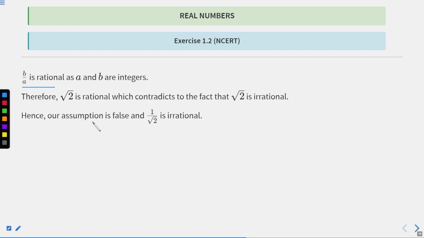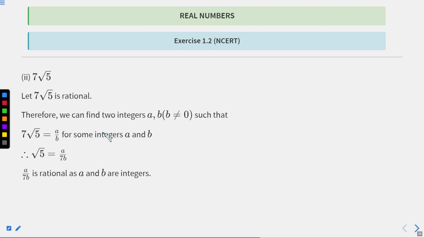This contradicts the fact that root 2 is an irrational number. So our assumption that 1 by root 2 is a rational number is false. By the method of contradiction, therefore, 1 by root 2 is an irrational number. Good, I hope you got it up to this point. Now let us move to the next one.